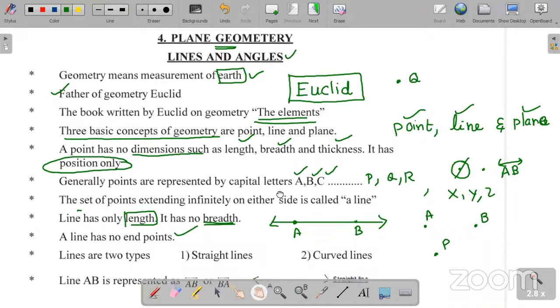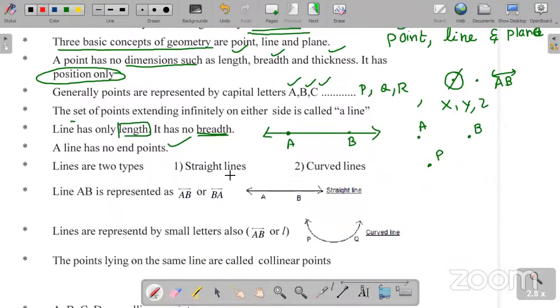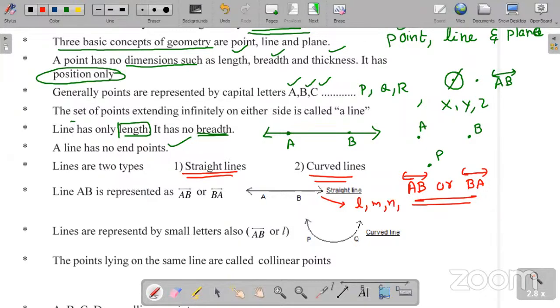So how many types of lines are there? Straight lines and also curved lines. The line AB is represented by AB, or you can say BA also. Both are the same, AB and BA represent the same line. These lines can also be represented by small letters, small l, small m, small n, small p. This line is called a curved line. This is a straight line.